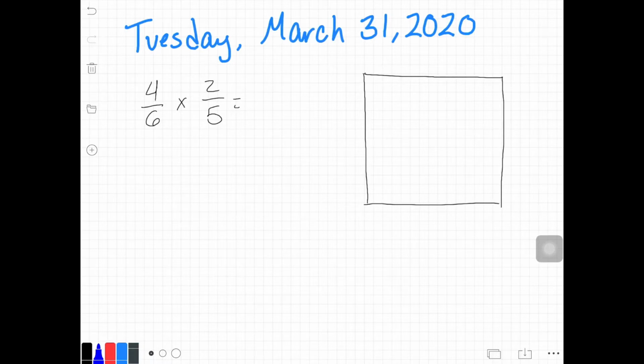And then on Thursday, I'm going to have a kind of simplified checkpoint for you guys to do to show me what you remember about multiplying fractions. So let's talk about this problem we have here.